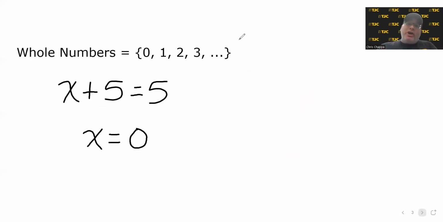But can we make more numbers? Can we make another equation out of whole numbers that does not have a solution if all we know are whole numbers? And the answer is yes. For example, if we had something like x + 6 = 5.